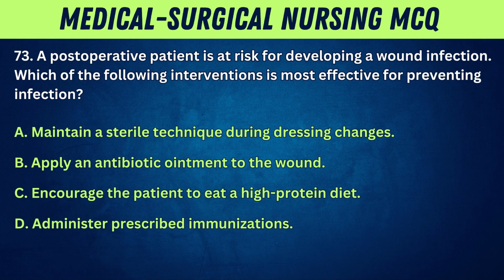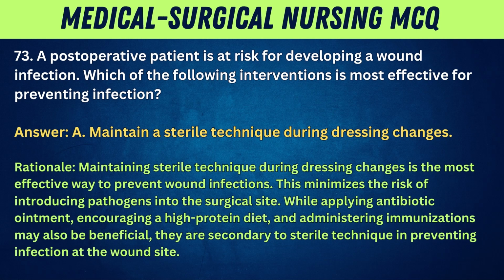Which of the following interventions is most effective for preventing infection? A. Maintain a sterile technique during dressing changes. B. Apply an antibiotic ointment to the wound. C. Encourage the patient to eat a high-protein diet. D. Administer prescribed immunizations. Answer: A. Maintain a sterile technique during dressing changes.